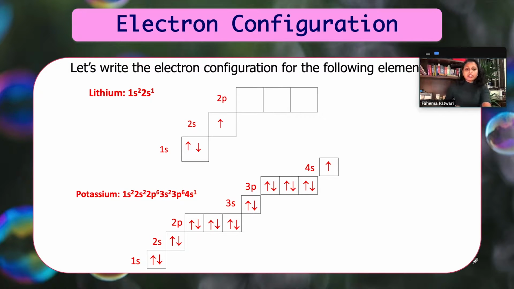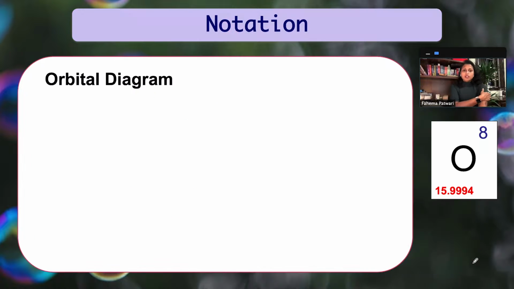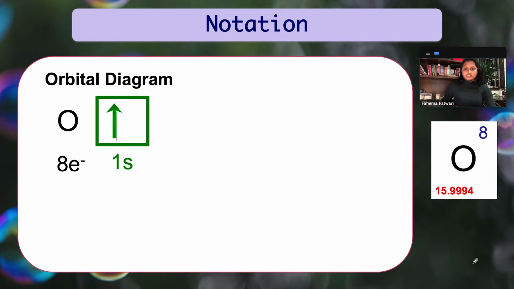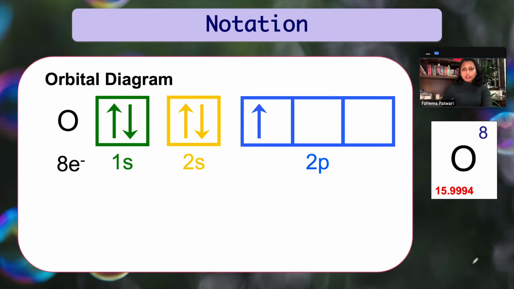Which you'll see right here. Okay, so on the IB exams, there are questions that will ask you for orbital diagrams, which look like this. You'll have boxes representing orbitals, arrows representing the electrons in those orbitals. So this is the orbital diagram for oxygen.